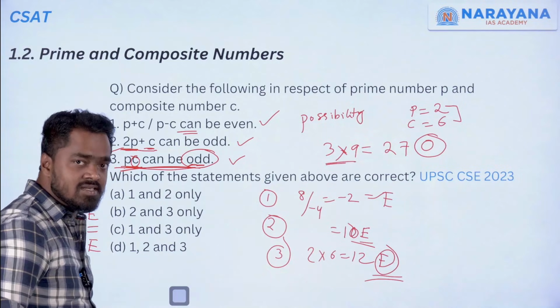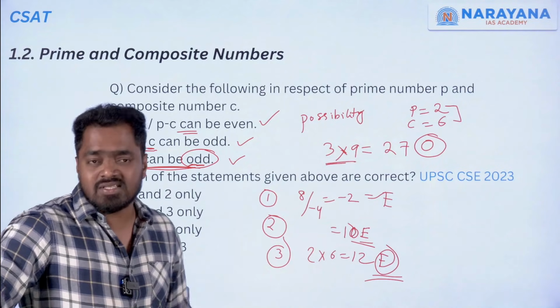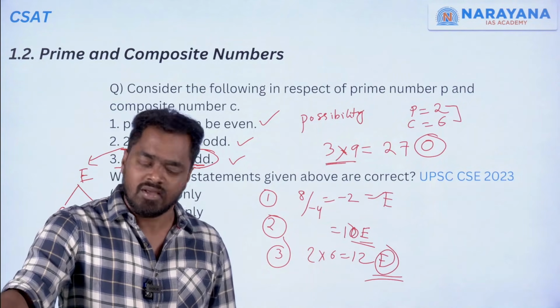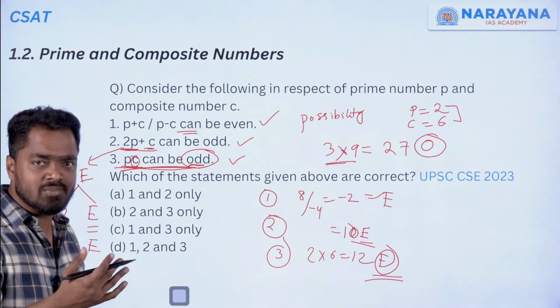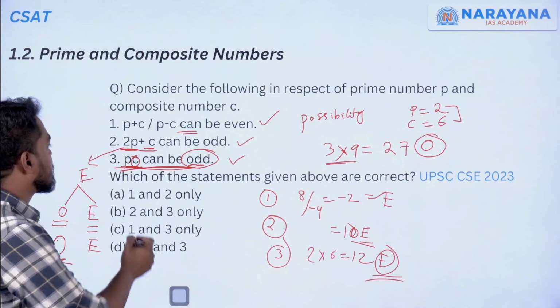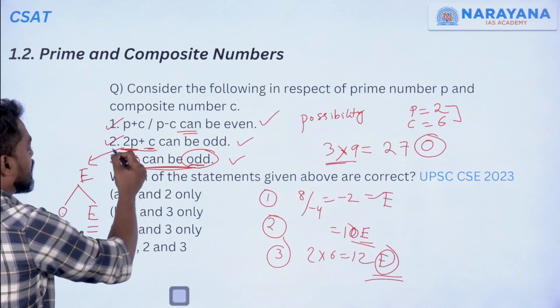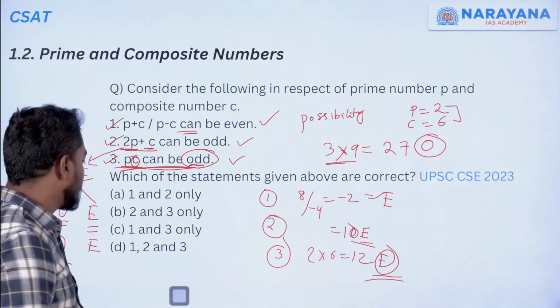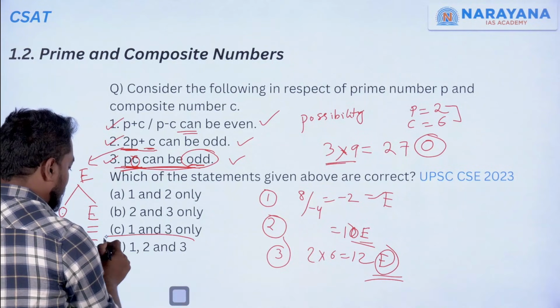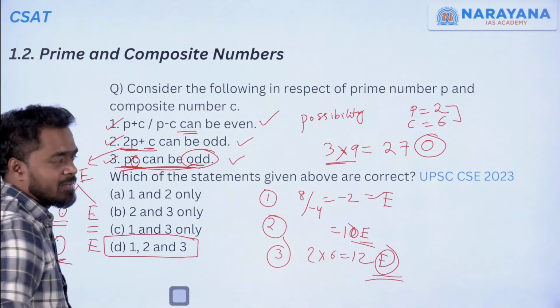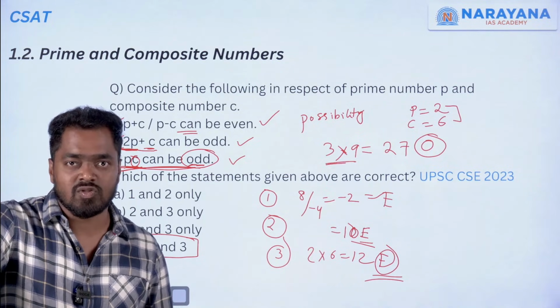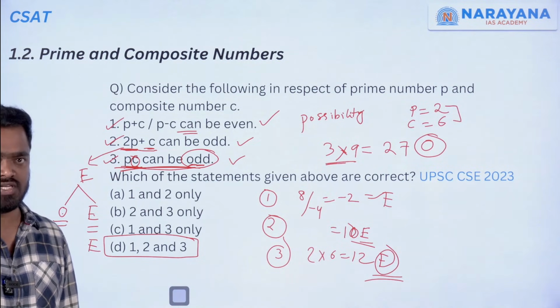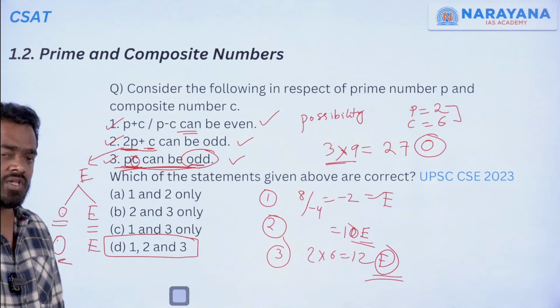So PC can be odd. Yes, it is correct. So whenever there is this word "can", possibility, maximum statements will be correct, but you have to check once by giving all the possibilities. So statements 1, 2, 3, all of the statements are correct. So the answer will be D, 1, 2 and 3. This is the kind of question asked on the concept of prime and composite numbers. Okay, let's go to the next question.